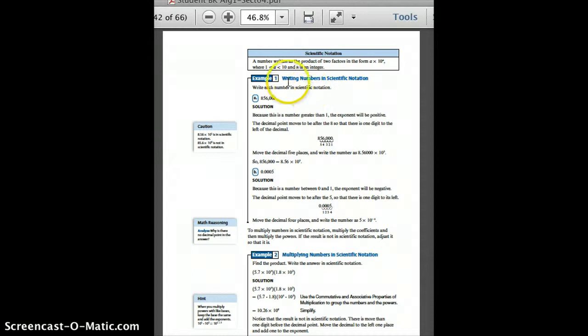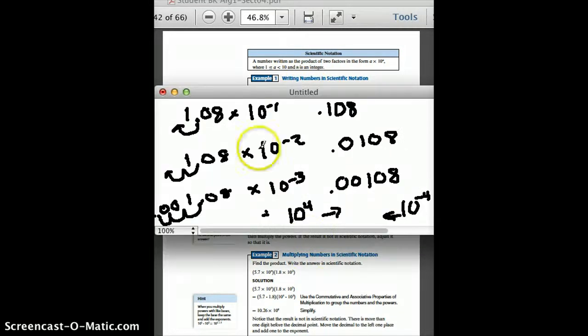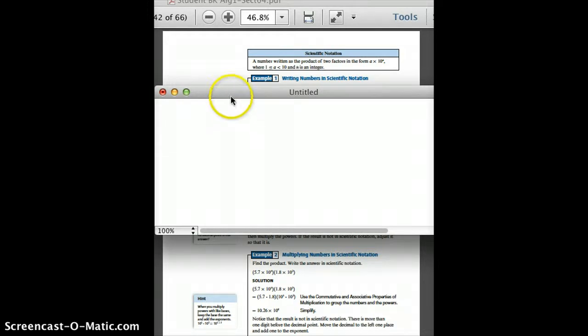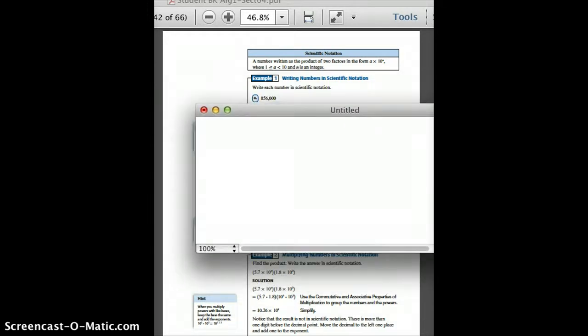First example is write 856,000 into scientific notation. Okay, so let's edit, select all, edit, cut this. Okay, so 856,000 is a big number, and even though you don't see the decimal, it is right here. Every number, like 5 or 15, has the decimal at the end.